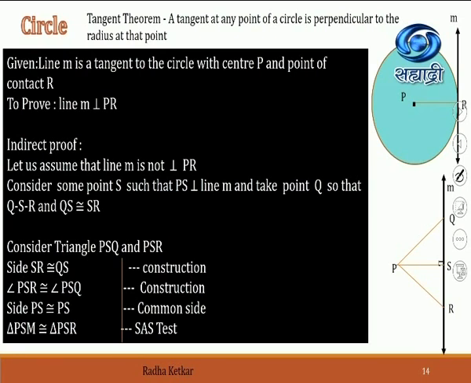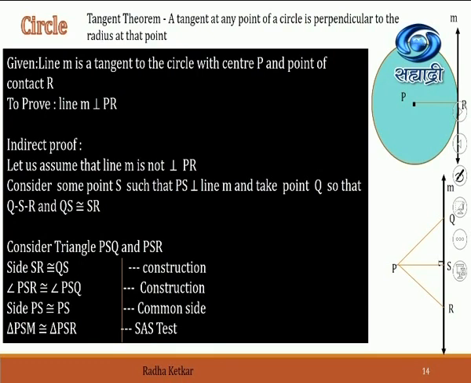So this will be proved in an indirect manner. That is why it is known as an indirect proof. How do we write an indirect proof? Here we are going to assume certain things and then at the end we are going to prove that our assumption was wrong. So that is the indirect way of proving a statement. Let us see how to do it. We are going to assume that line M is not perpendicular to PR. So that is our assumption.